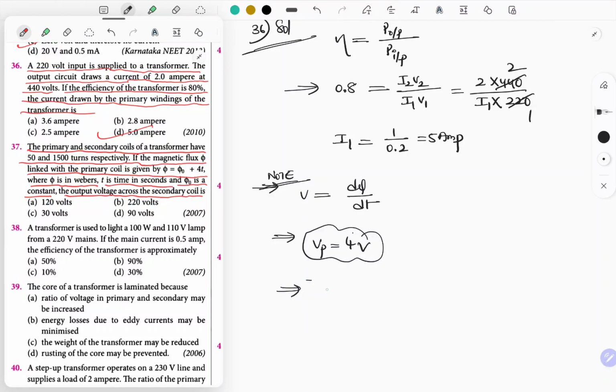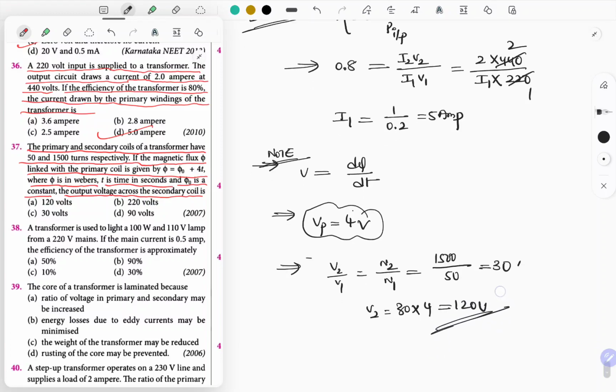How can I find out the secondary voltage? So V2 by V1 is equal to N2 by N1. We can use this method. N2 is 1500, N1 is 50, which is equal to 30. Then V2 is equal to 30 times V1, where V1 is 4 volts. Okay, so the answer is 120 volt.